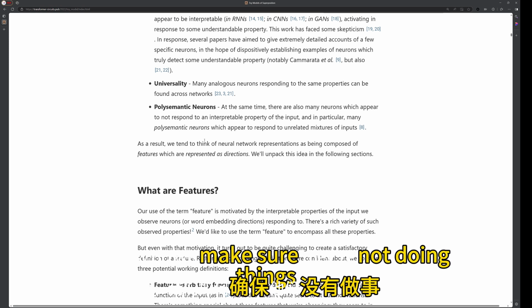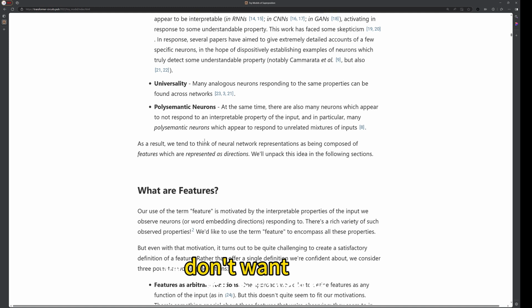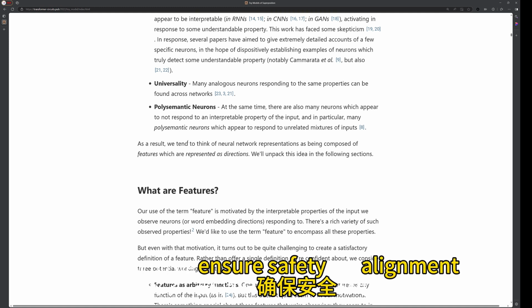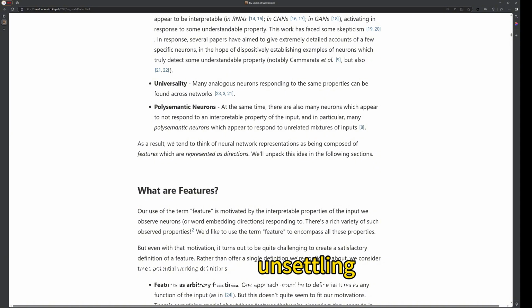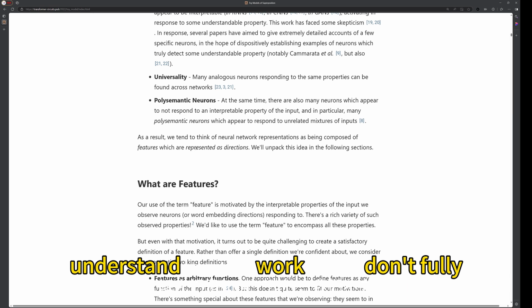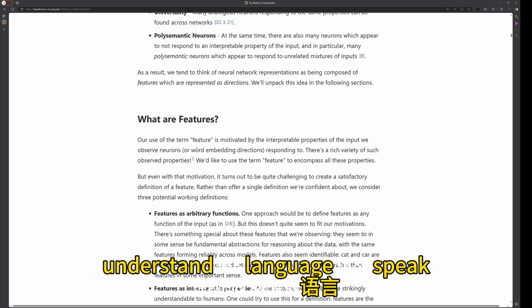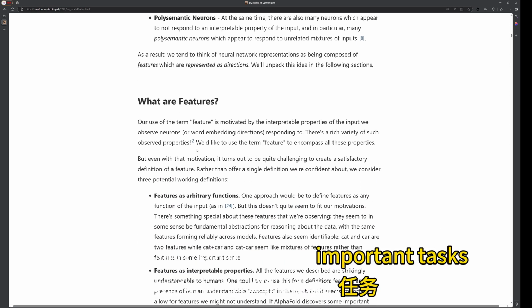How do we make sure they're not doing things we don't want them to do? Right, how do we ensure safety and alignment. It's kind of unsettling, right? It is a little bit. We've created these tools, but we don't fully understand how they work, and we don't fully understand the language they speak. And we're giving them these really important tasks.